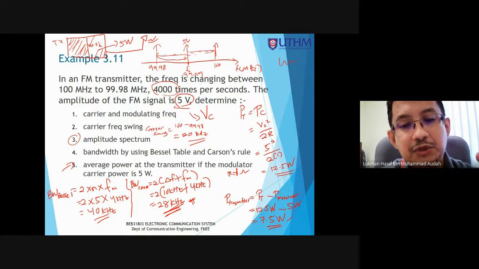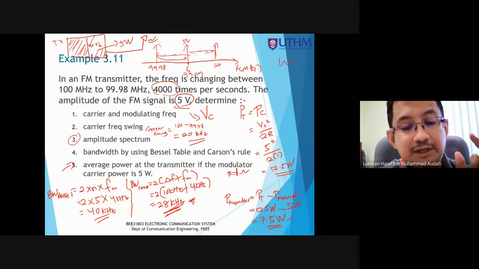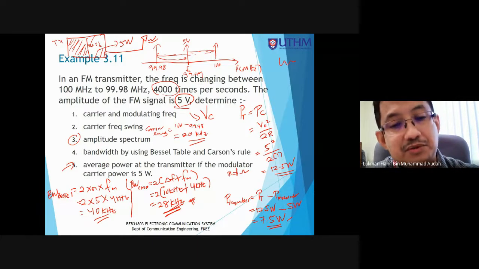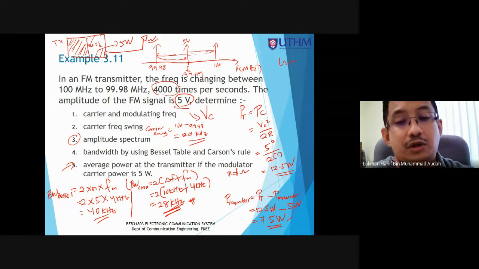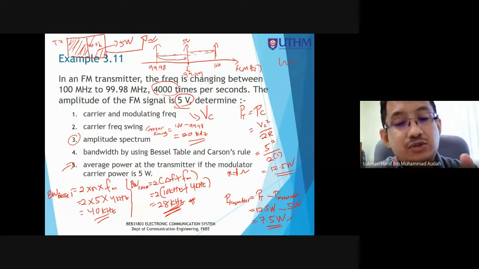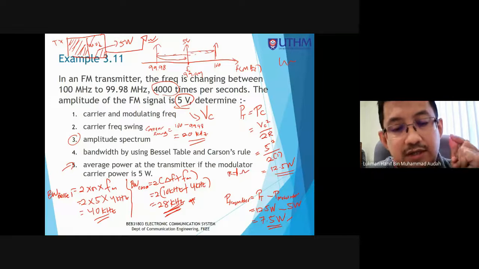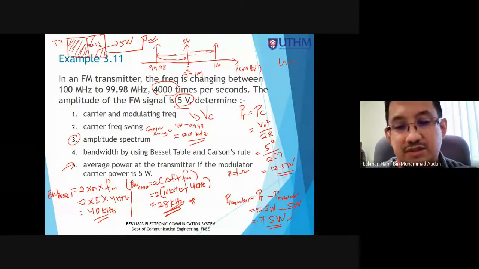Sepatutnya soalan memberikan nilai R. Tetapi dalam kes ini dia tak beri R berapa, so kita assume lah R equal to 1 ohm. Kalau kita tak assume berapa nilai R, kita tak dapat nak kira dia punya power. Sepatutnya soalan kena ada nilai R. Biasanya kita akan bagilah nilai R tu.